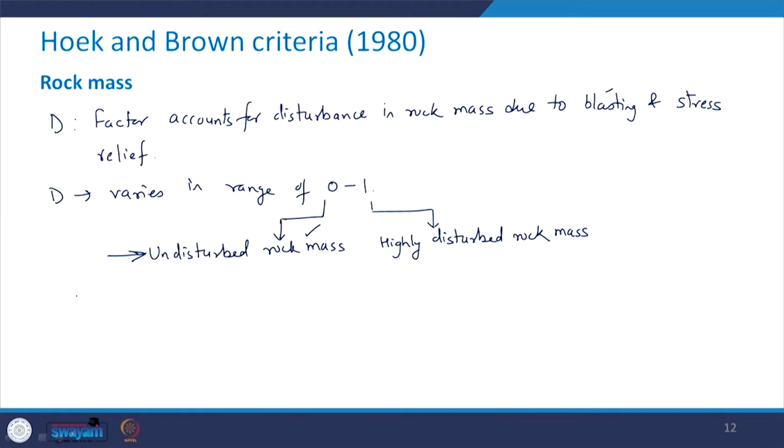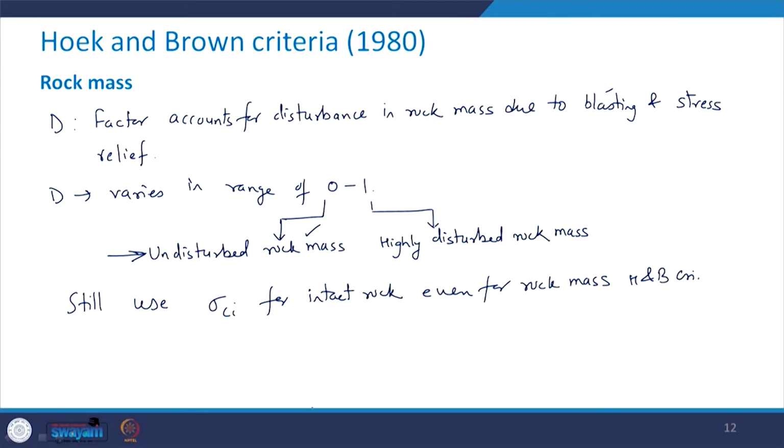But then in this case you have seen that we still use sigma Ci for intact rock even for the rock mass Hoek and Brown criterion. So, although it is for the rock mass, the term sigma Ci, which is there for the intact rock, comes into the picture.